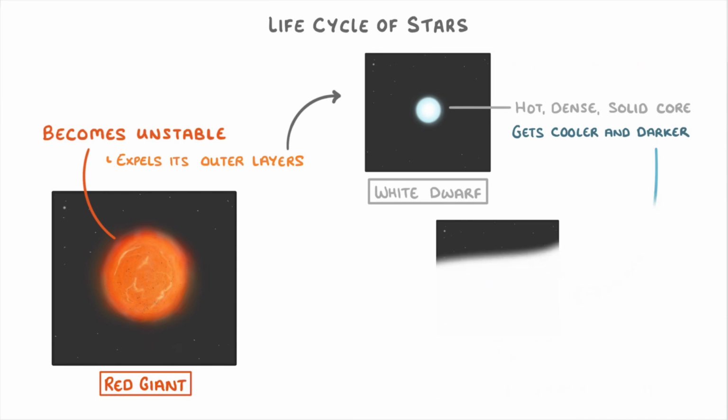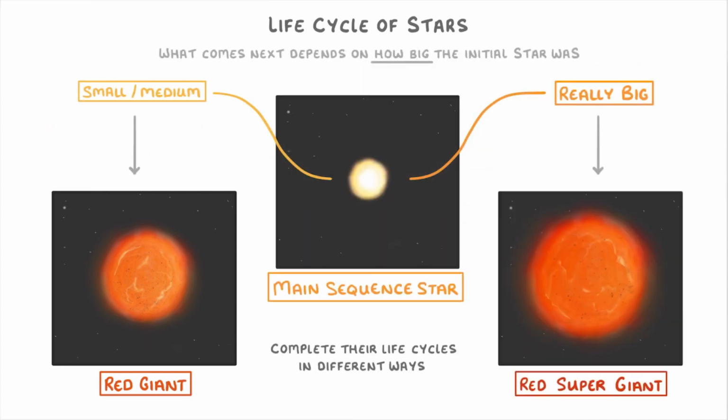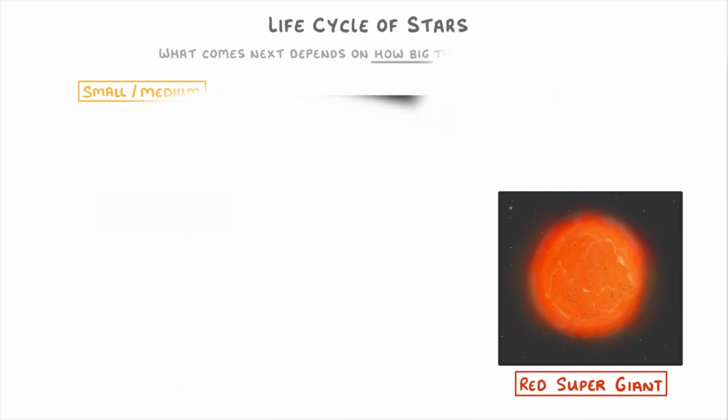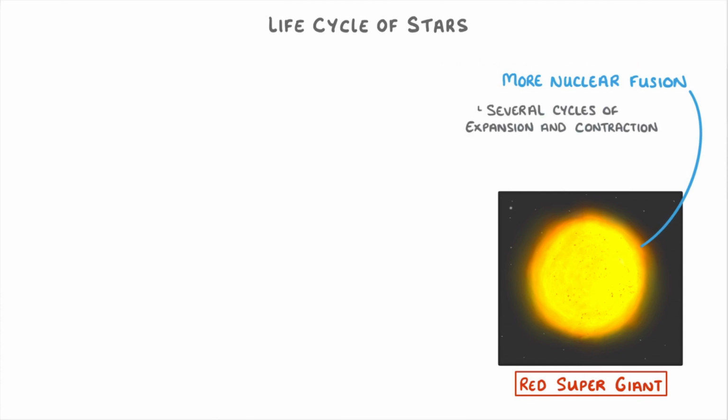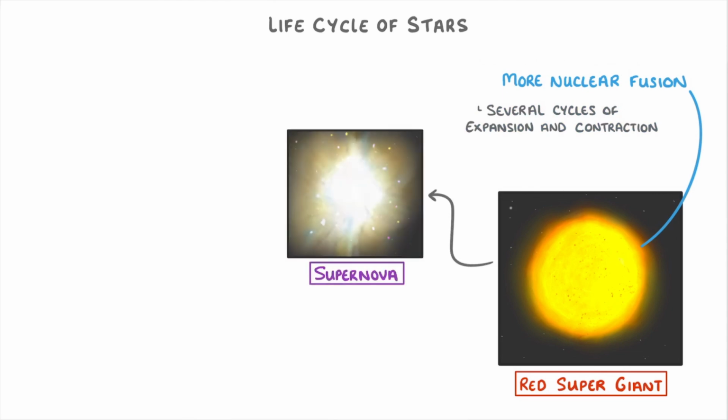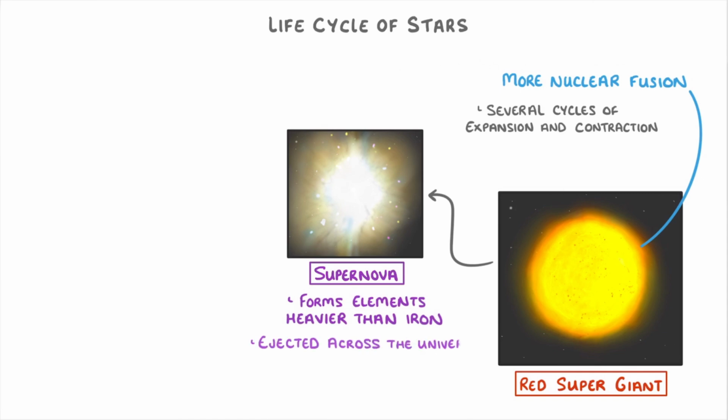Now, if we whiz back to the two options for our main sequence star, the other possibility for the really big stars was to turn into a red supergiant. So let's now look at these. Red supergiants actually start to shine brightly again as they undergo even more nuclear fusion. After passing through several cycles of expansion and contraction, though, they eventually explode in something called a supernova, which forms elements even heavier than iron that get ejected all across the universe.